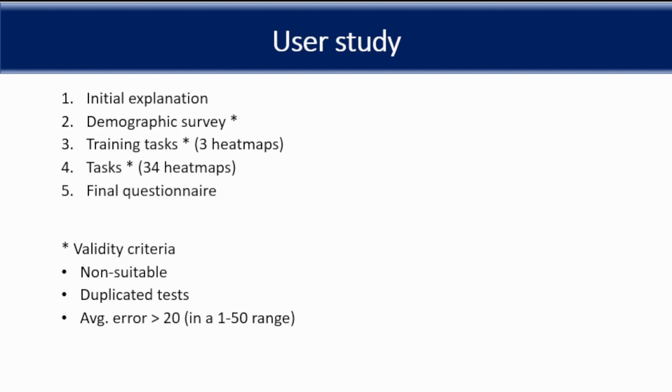After this, the actual tasks with 34 heatmaps, and lastly, a questionnaire to evaluate understanding and satisfaction. All marked steps were used to clean the participants: the non-suitable ones, such as those with poor eyesight, those who were clicking through, checked with duplicated tests, and those who showed carelessness or not understanding, making too large an error, meaning having an average error of more than 20 when the scale of the data was from 1 to 50.